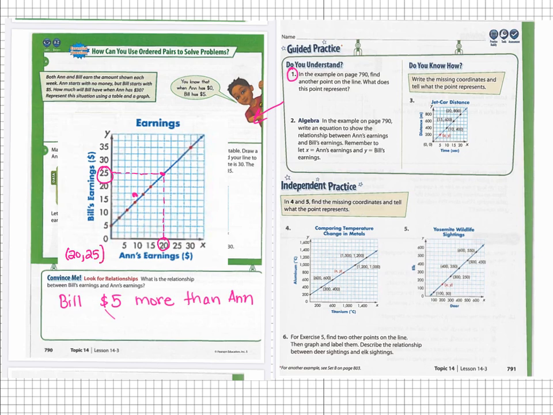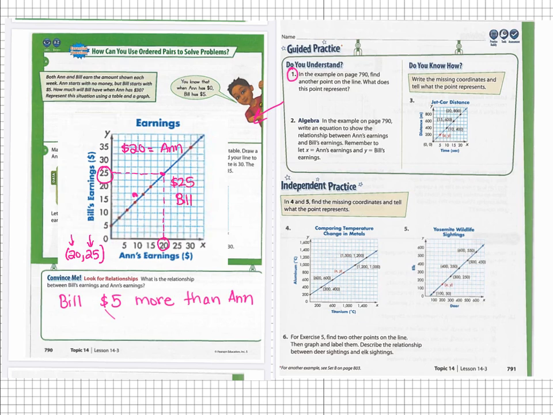And what does the point represent? What does each one of these represent? Hopefully by now you're aware that Bill has $5 more than her in every case. So $20 is what Ann has, and $25 is what Bill has.